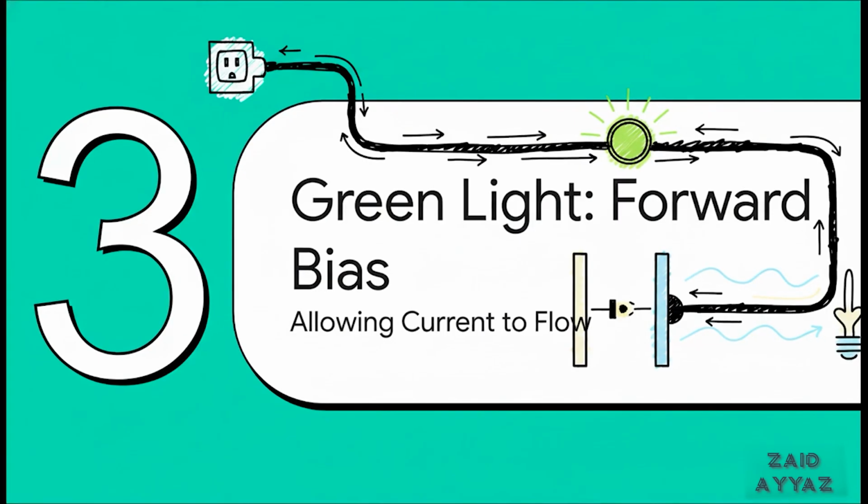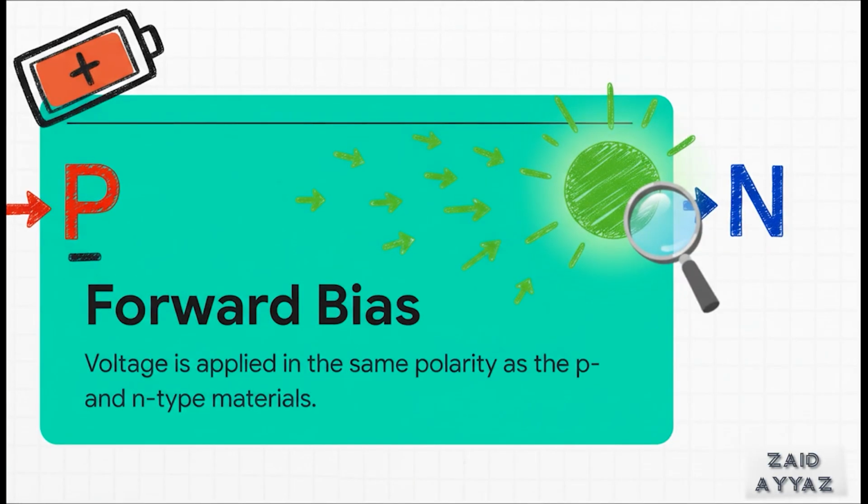All right, now for the fun part. Let's connect a battery. We're about to see how we can give the electricity the green light to go flowing right through that gate. This is where the diode really comes to life. So this green light condition has a name. It's called forward bias. And all bias really means is that we're applying voltage in a very specific way. To get forward bias, we connect the positive end of our battery to the p-type side of the diode and the negative end to the n-type side. This positive to negative connection is absolutely key.